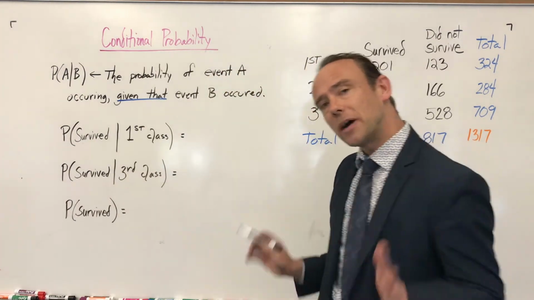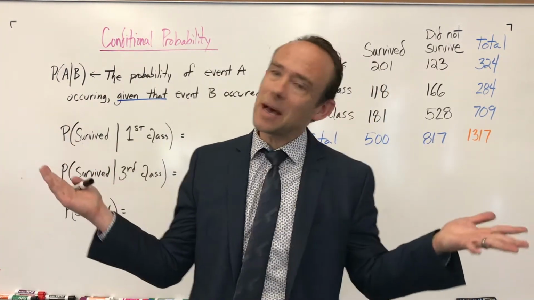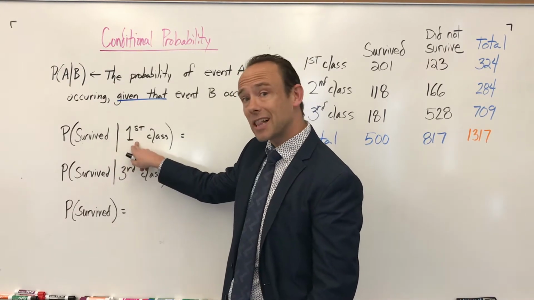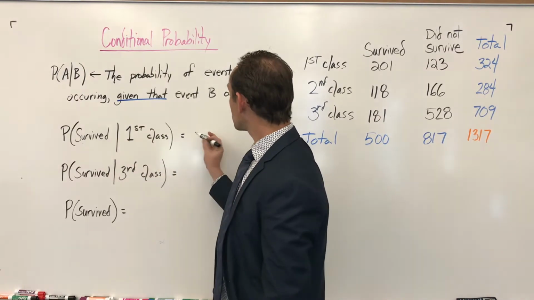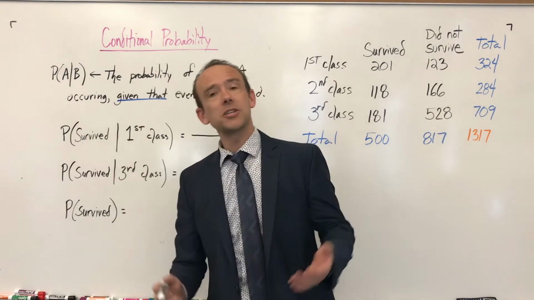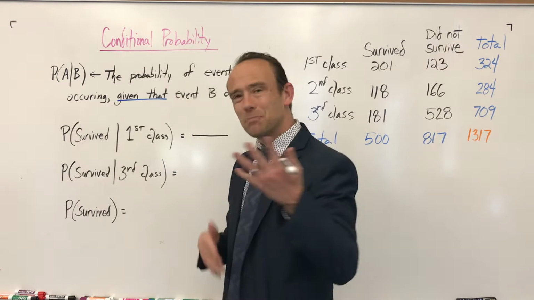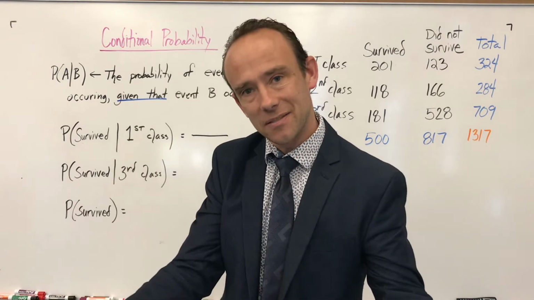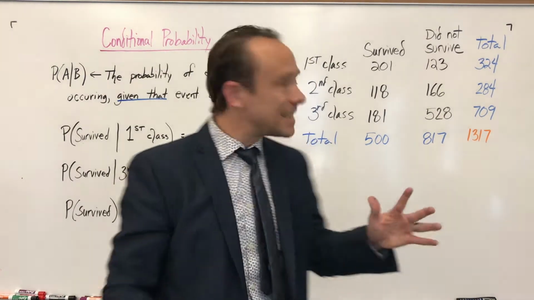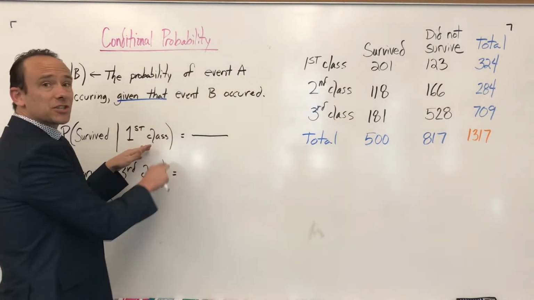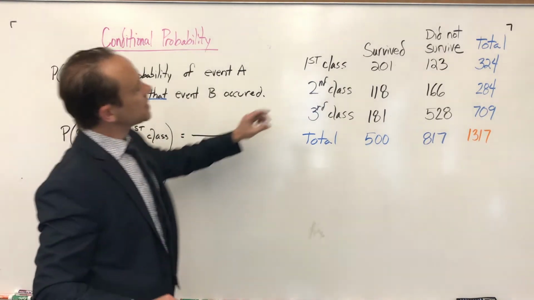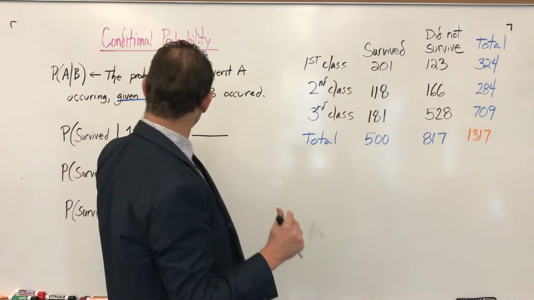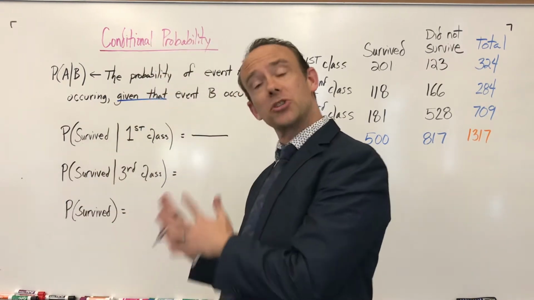So let's go back to our Titanic data and see what happens. This says the probability of survived given that first class has occurred. Questions like this would be: a randomly selected passenger from first class, what's the probability they survived? If first class has occurred, then second and third class are not part of this analysis, because this specifically says they're from first class.